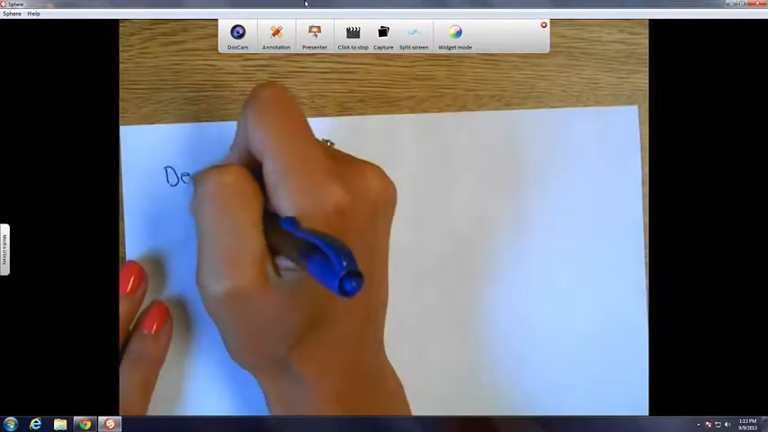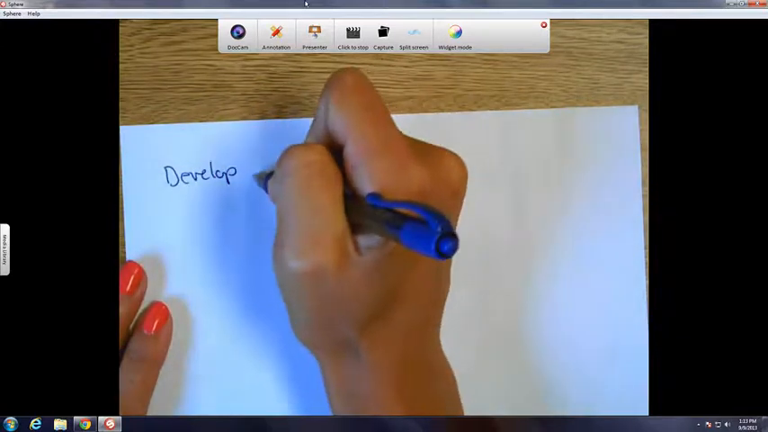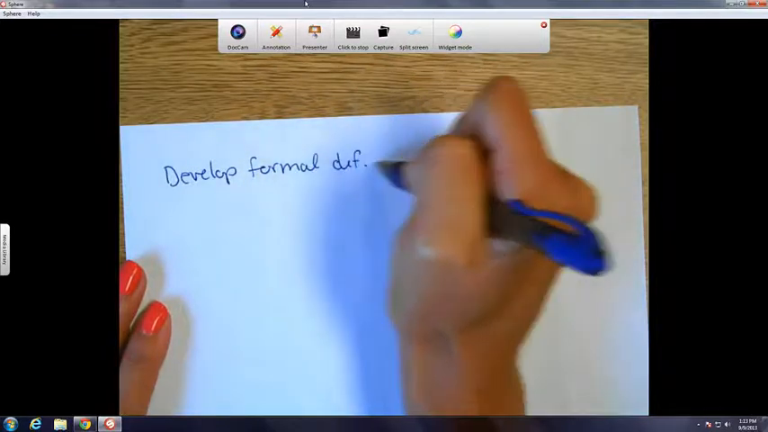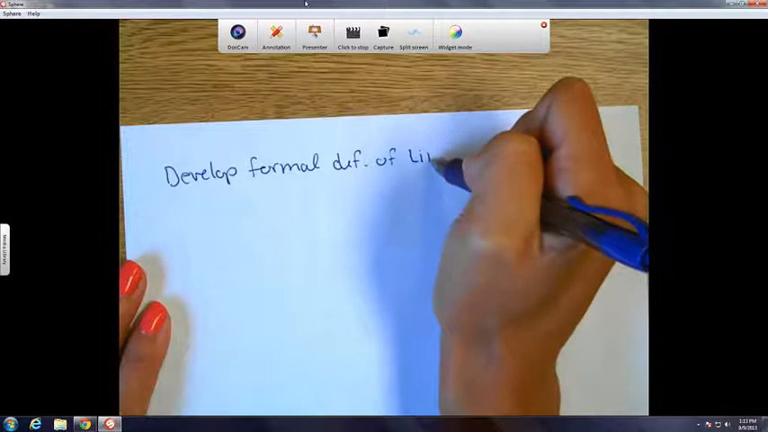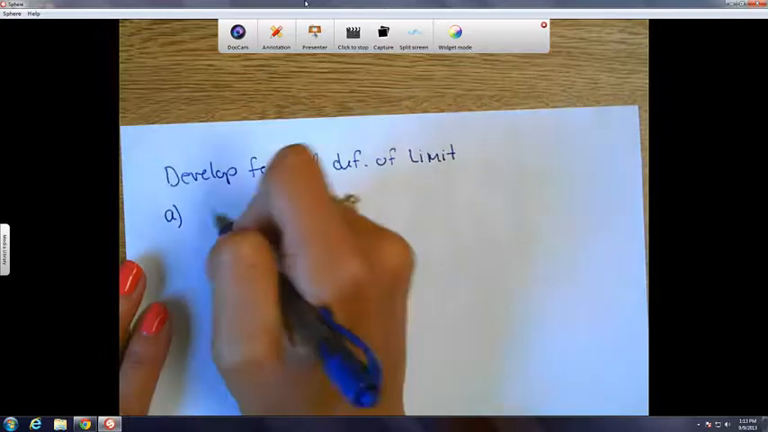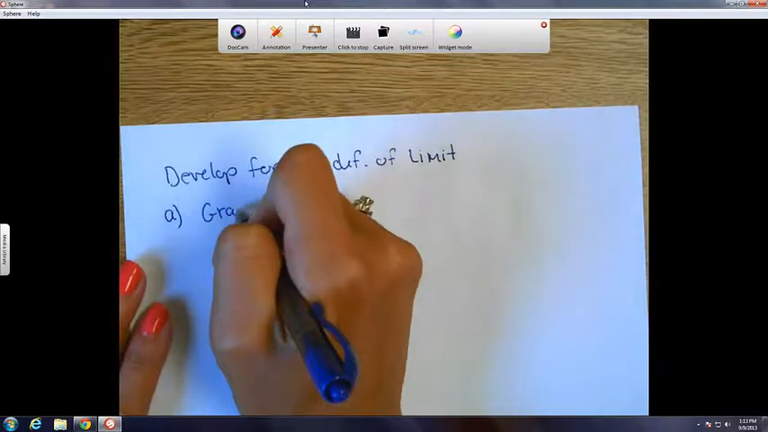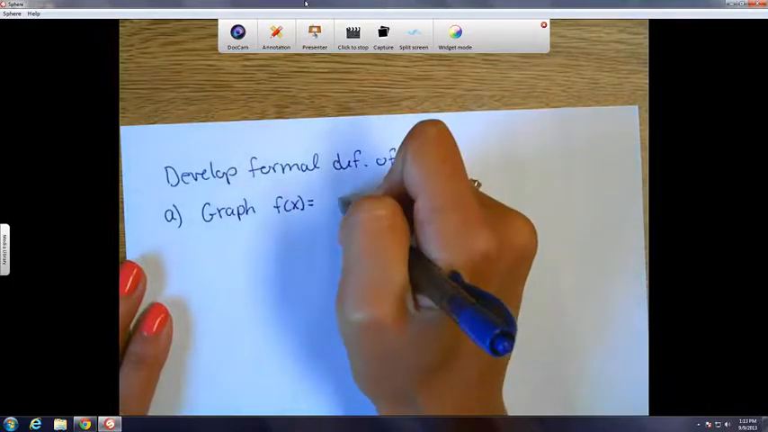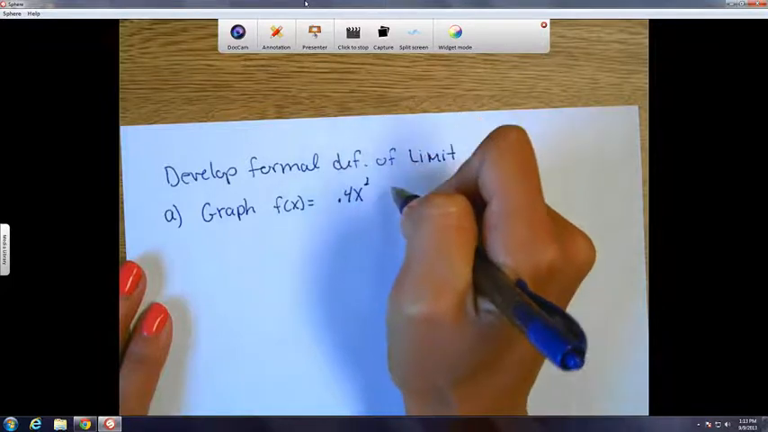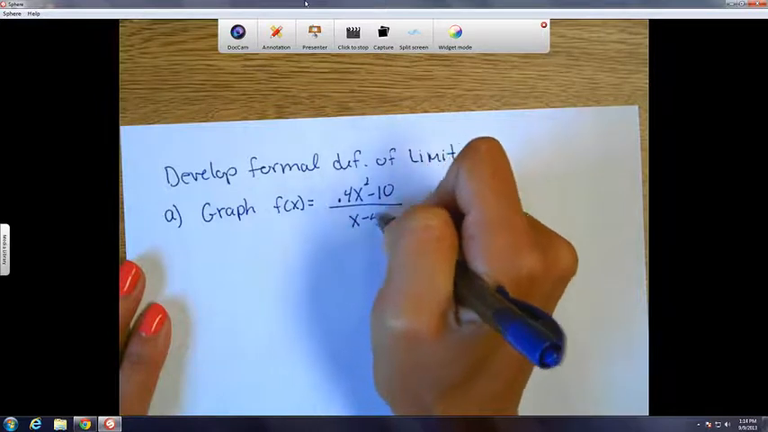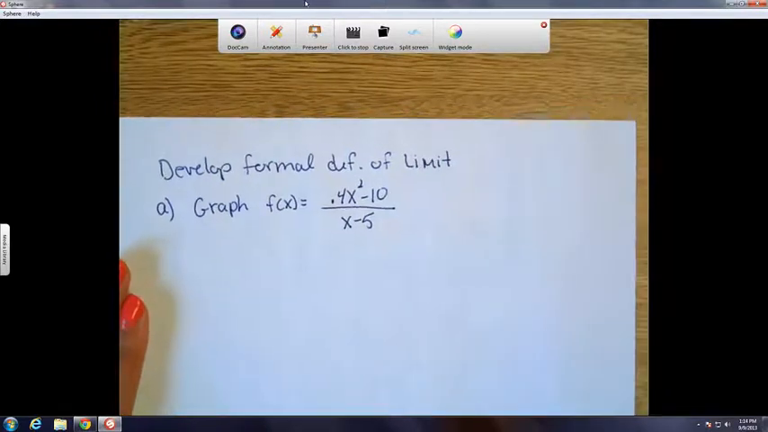Okay. So we want to develop the formal definition of limit. And we're going to do it in steps. So I would like you to graph f of x equals 0.4x squared minus 10 divided by x minus 5. So, I gotta go grab a calculator.